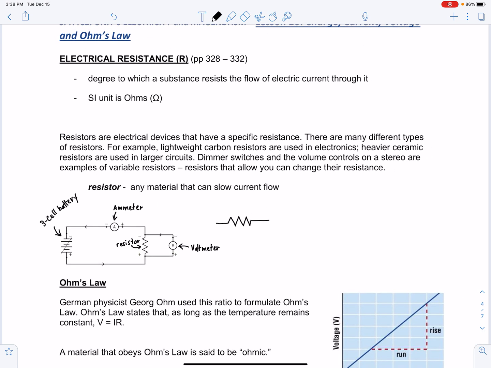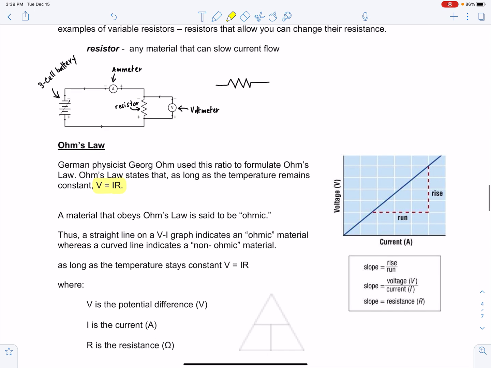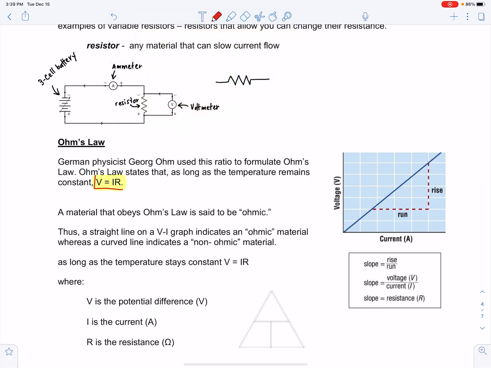Now, German physicist George Ohm used the ratio to formulate Ohm's law, and Ohm's law states that as long as the temperature remains constant, the potential difference is equal to the current times the resistance. So Ohm's law can be summarized in this equation. Another way to write this is to isolate it for resistance, and resistance is equal to potential difference over current. These two are equivalent.